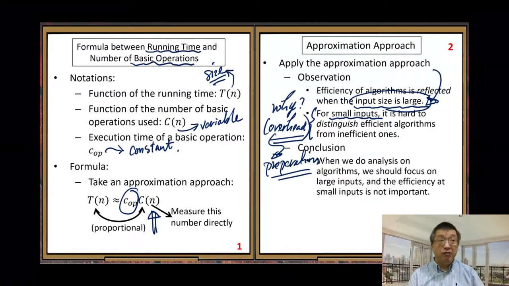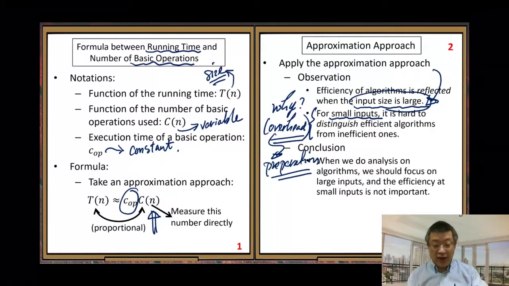But if we make that portion as small as possible by making the problem size very large, then we can make the impact of the overhead very small. And it can be ignored after some point. So that's the idea.